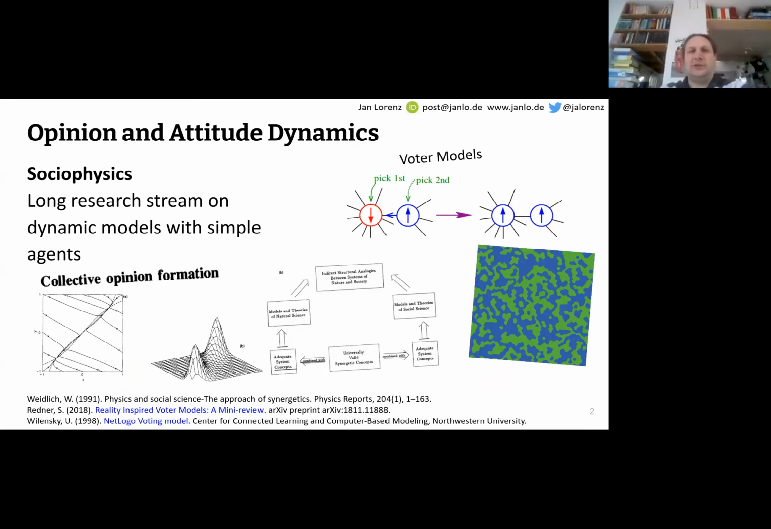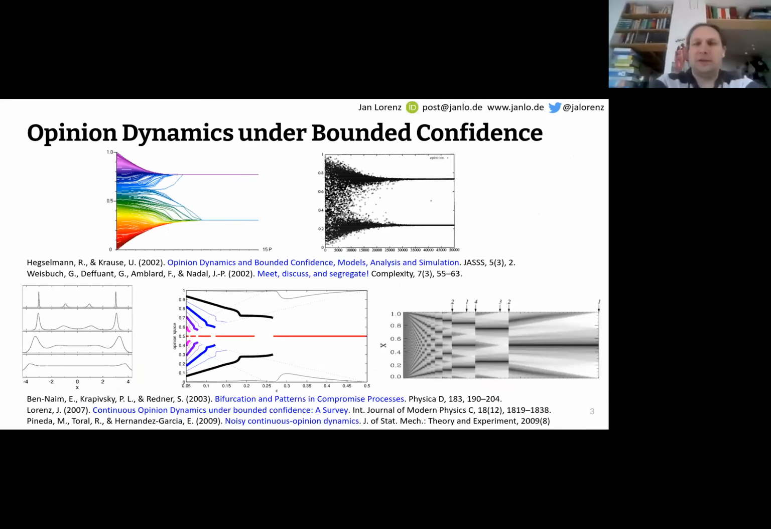Opinion and attitude dynamics is a field which is studied from many perspectives, and the one you are all familiar with is the sociophysics perspective. There's a long-term research stream, starting with voter models copied from Ising models, or the old works of Weidlich. From another stream came opinion dynamics and the bounded confidence model, which the whole work I'm presenting today is related to. Actually, it's a remodeling of these continuous opinion dynamics models, but starting more strictly from psychological theories. That's basically what I'm doing today.